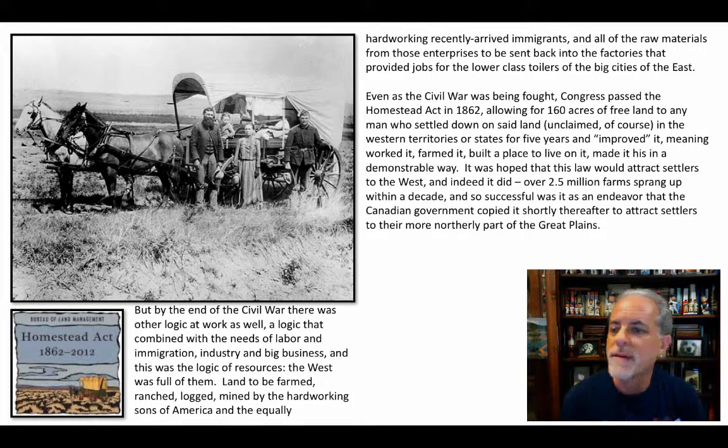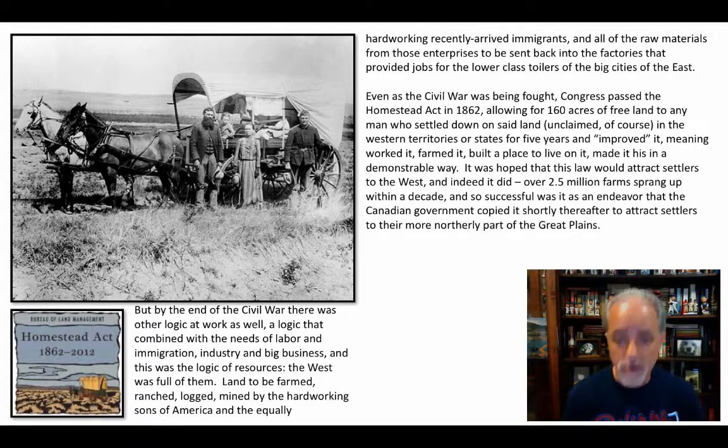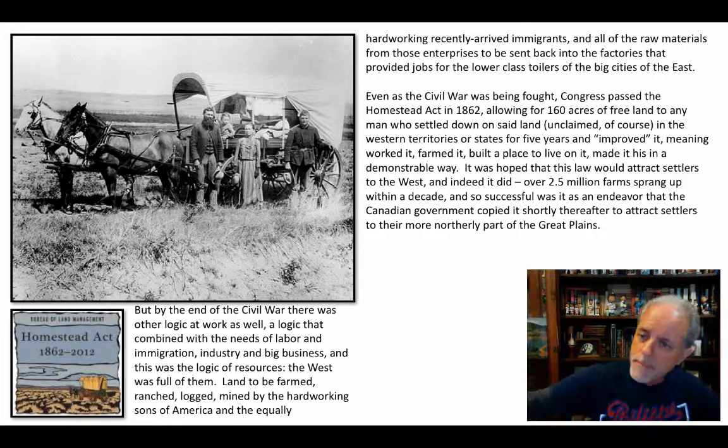Even as the Civil War was being fought, Congress passed the Homestead Act in 1862, allowing for 160 acres of free land to any man who settled down on said land, unclaimed of course, in the Western territories or states for 5 years and improved it, meaning worked it, farmed it, built a place to live on it, made it his in a demonstrable way. It was hoped that this law would attract settlers to the West, and indeed it did. Over 2.5 million farms sprang up within a decade, and so successful was it as an endeavor that the Canadian government copied it shortly thereafter to attract settlers to their more northerly part of the Great Plains.